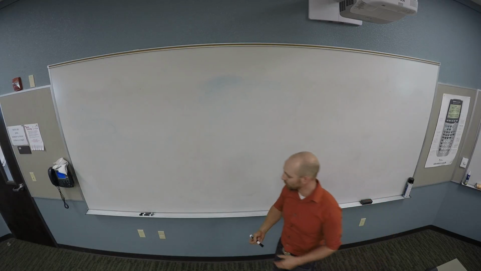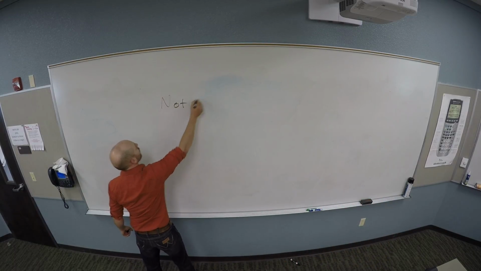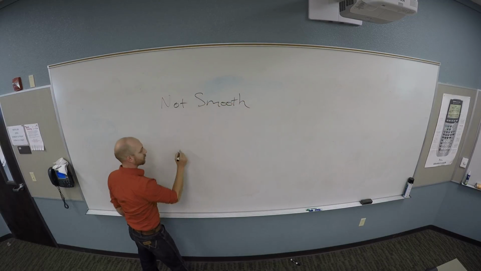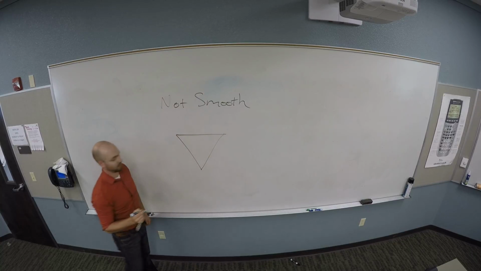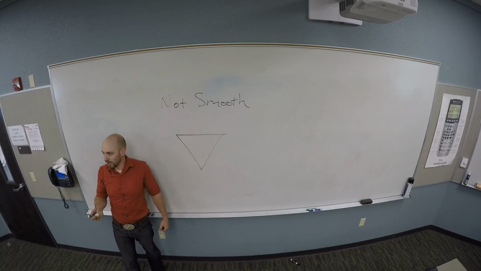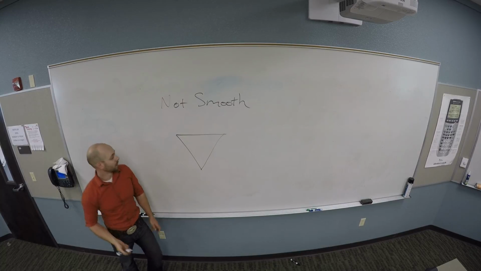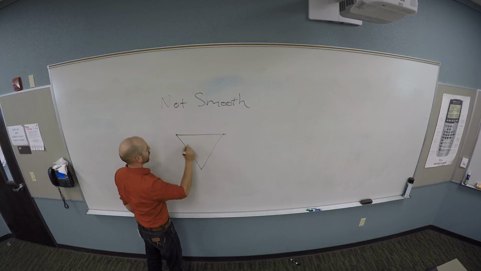All right, let me give you an example of something that's not piecewise smooth. I'm going to start with an equilateral triangle, for some reason upside down. Doesn't particularly matter. Then on each side, let me just call this thing 1 unit.